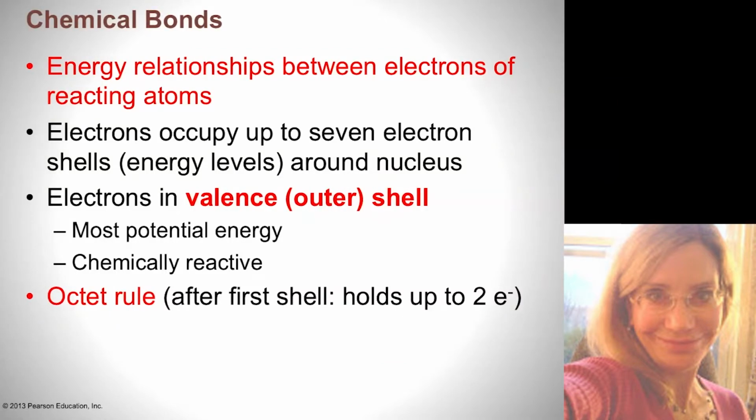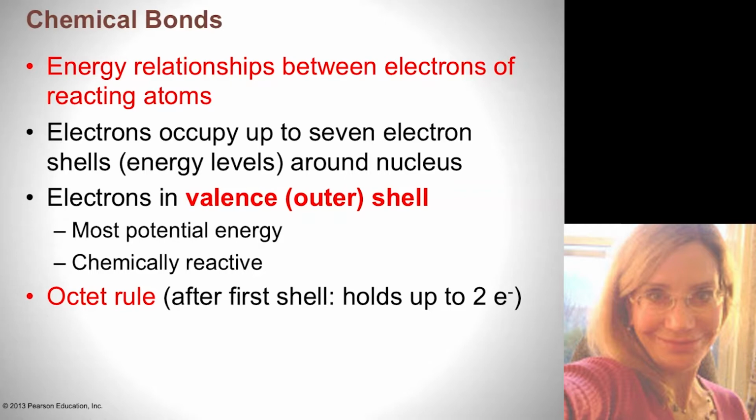Now we're up to chemical bonds, and I do want you to know four types of chemical bonds and be able to understand those. We're going to talk about four. What is a chemical bond? It's actually the energy relationships between the electrons of reacting atoms.